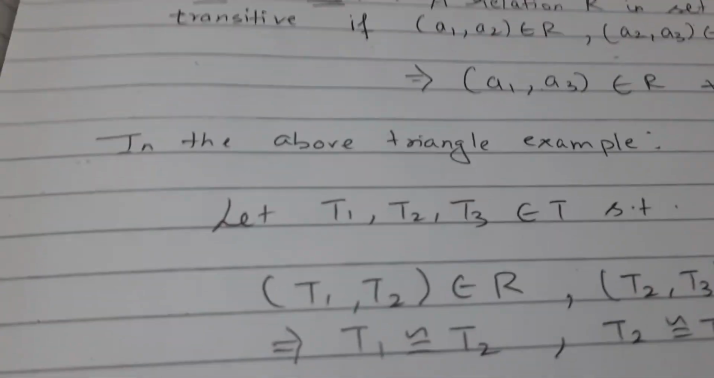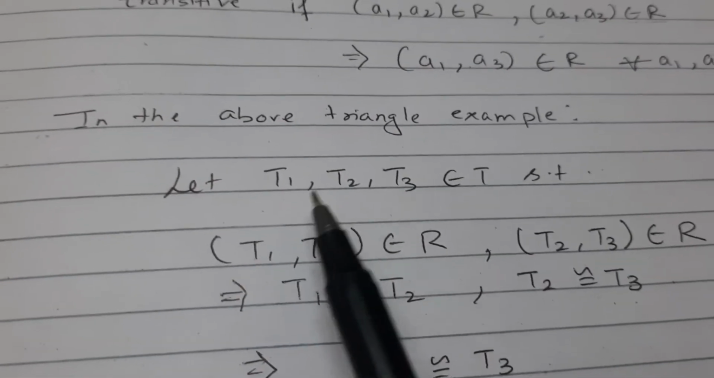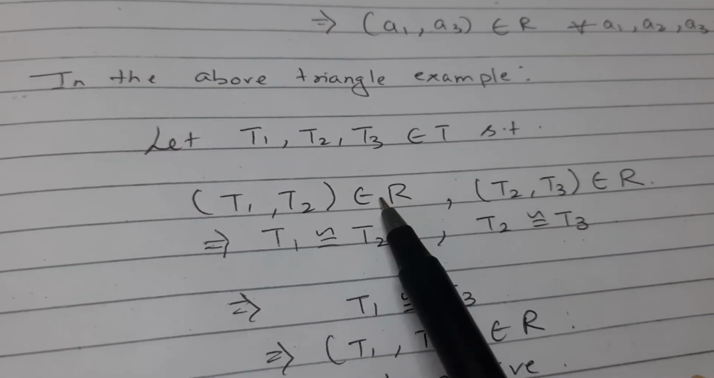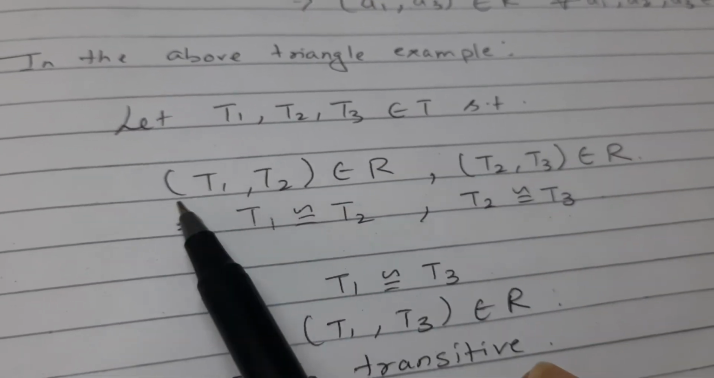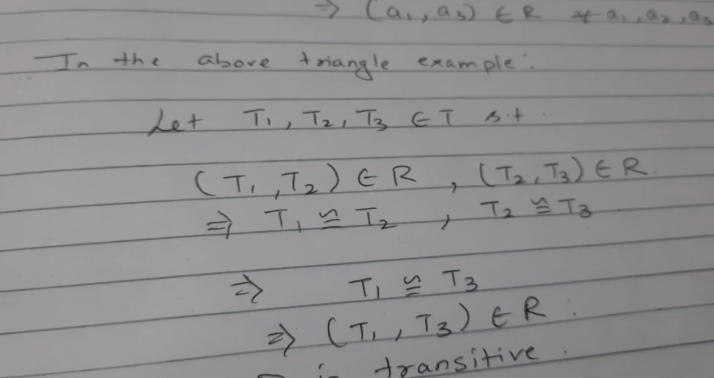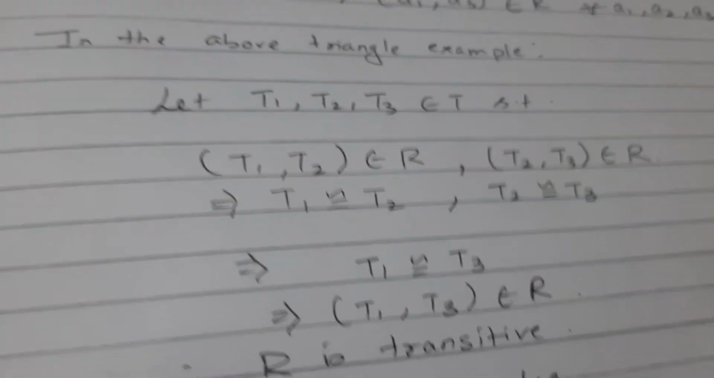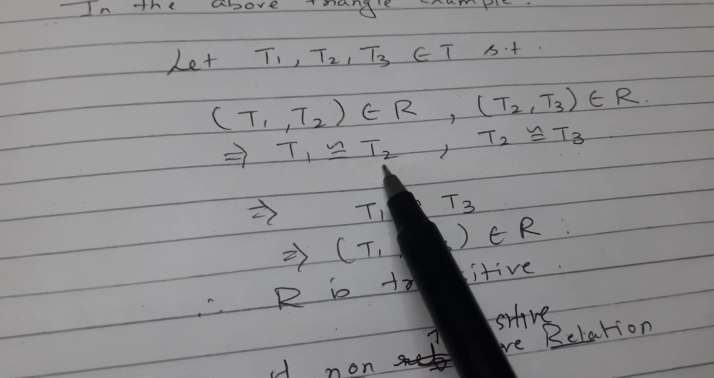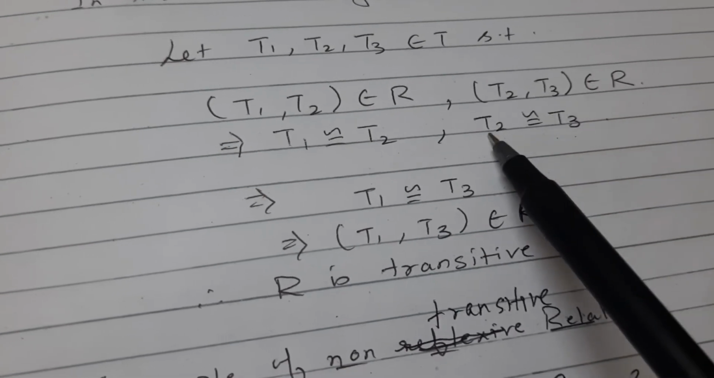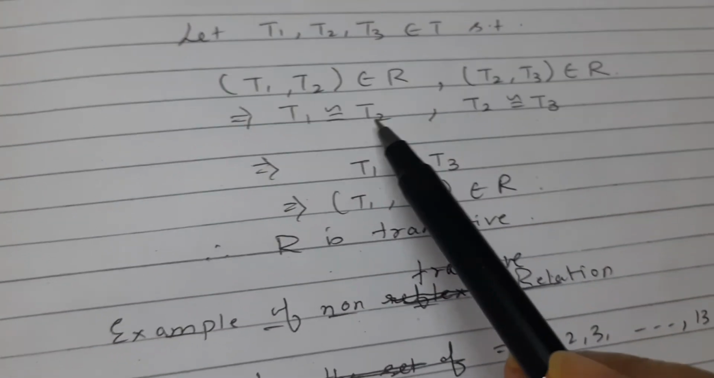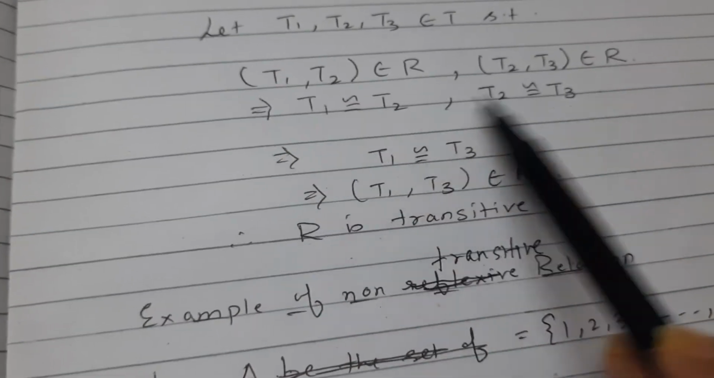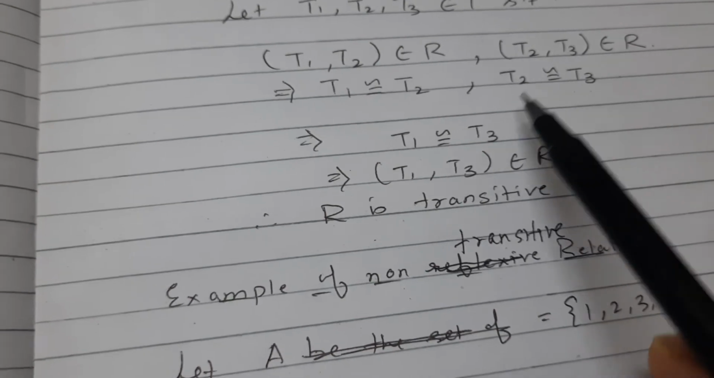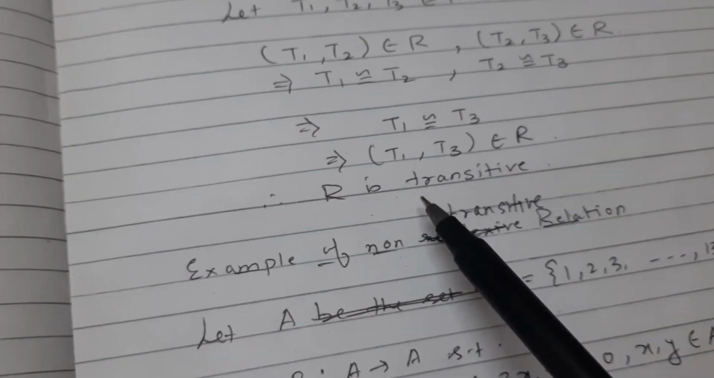Now in the above triangle example, you can see, let T1, T2, T3 belong to T such that (T1, T2) belongs to R and (T2, T3) belongs to R. This is the condition which has to be given in the transitive relation. If this condition is satisfied, then T1 is congruent to T2 and T2 is congruent to T3. So we can conclude that T1 is also congruent to T3, because they are congruent to the common triangle T2. So (T1, T3) belongs to R and R is transitive.